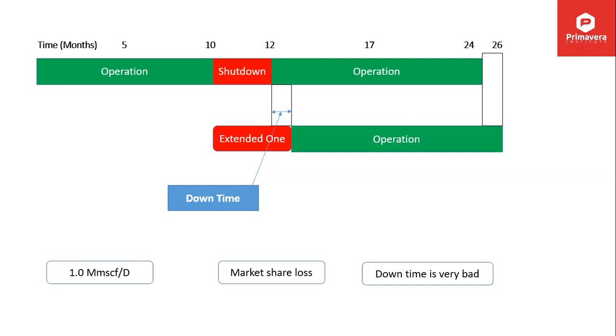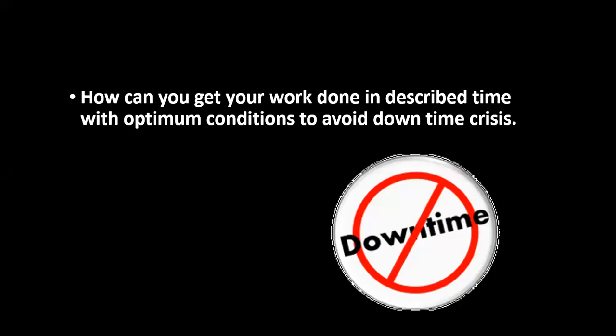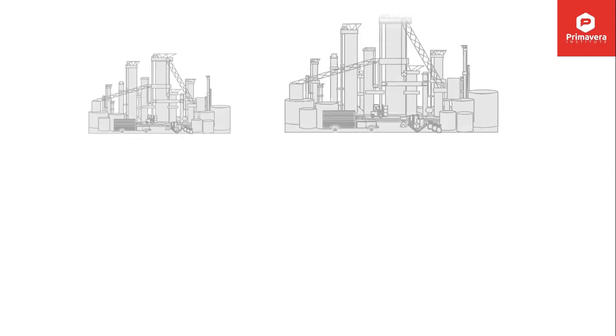So how can you avoid downtime? By proper project management implementation. Okay, so there is one plant shutdown, and there is a big one. These are your benefits. Okay, these are the big benefits.